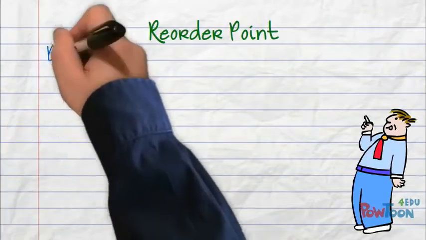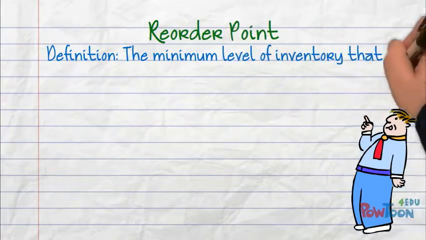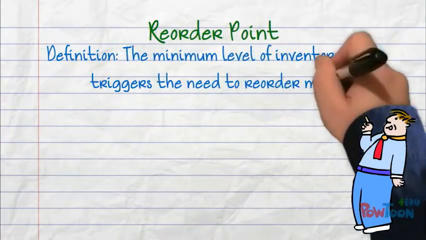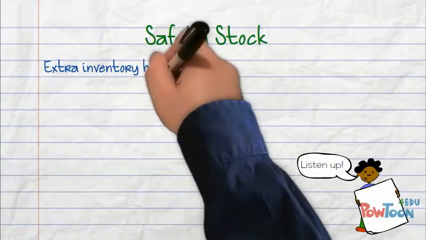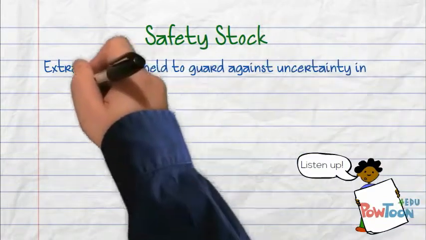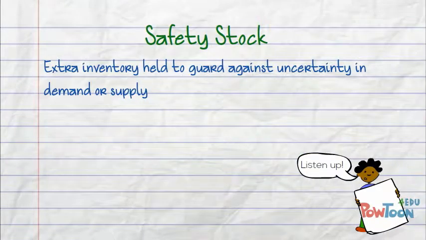When choosing to carry inventory, it is important to know when more of a product needs to be ordered. The reorder point is the minimum level of inventory that triggers the need to reorder more. In between reorder points, companies maintain safety stock. Safety stock is the extra inventory held to guard against uncertainty in demand and supply.